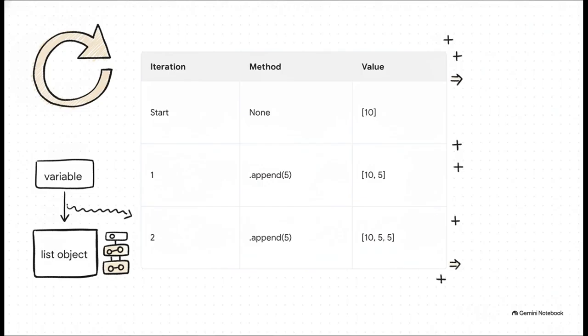The absolute most crucial point here is tracking the variable through the loop step by step. At the start, right before the loop runs, our variable points to a list containing just the number 10. Then, in iteration 1, the code executes .append(5). And because it's an object reference, it modifies the list directly, right? So now it's [10, 5]. Then iteration 2 runs, executing .append(5) again. The list grows one more time. Now that underlying list contains [10, 5, 5].